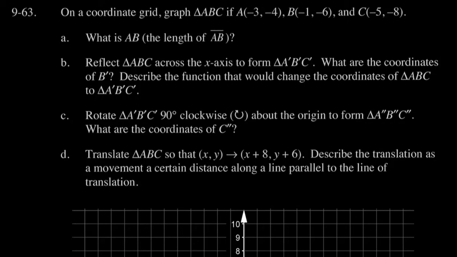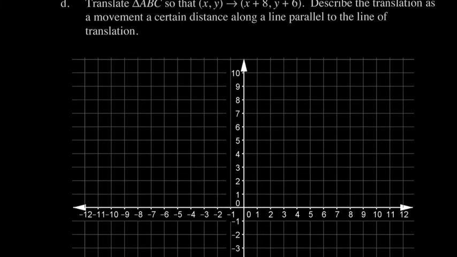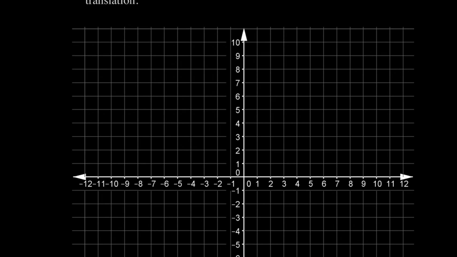So on a coordinate grid, we're asked to graph triangle ABC, and it gives us the coordinates of points A, B, and C. And I assume without a lot of explanation that that's pretty straightforward for us. So I'm going to go ahead and graph this. Point A was at -3 and -4, so this should be where A is. That's a terrible dot. I was hoping for something larger.